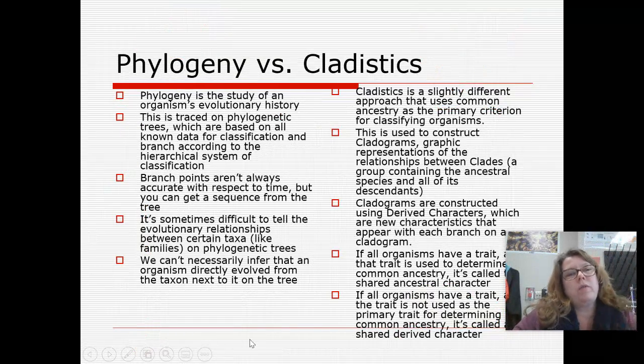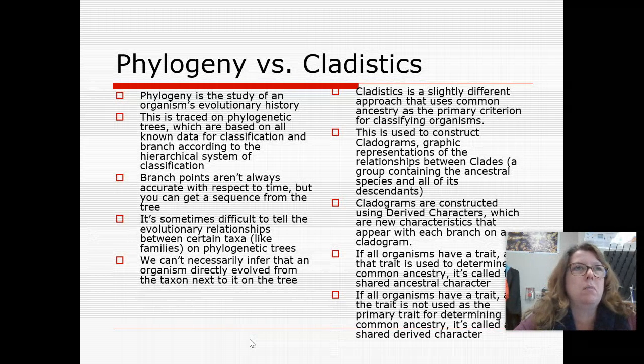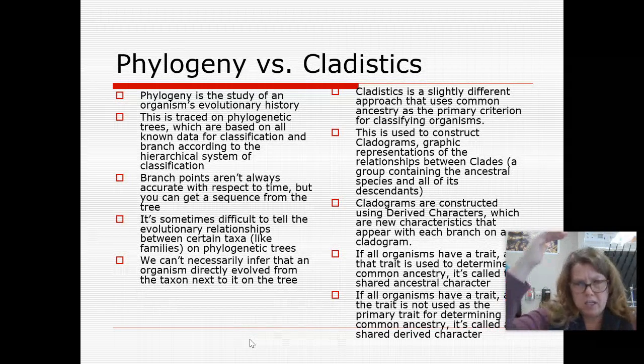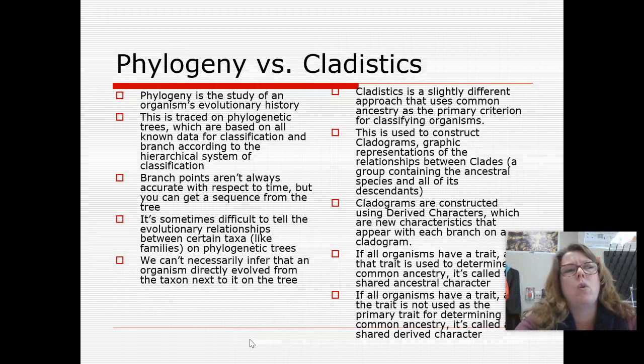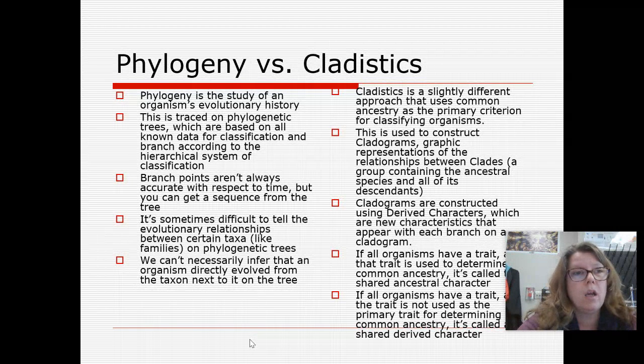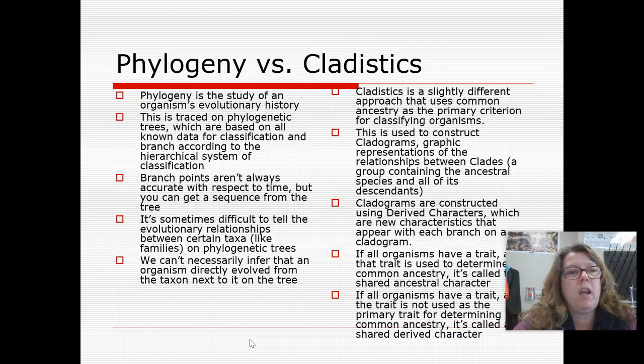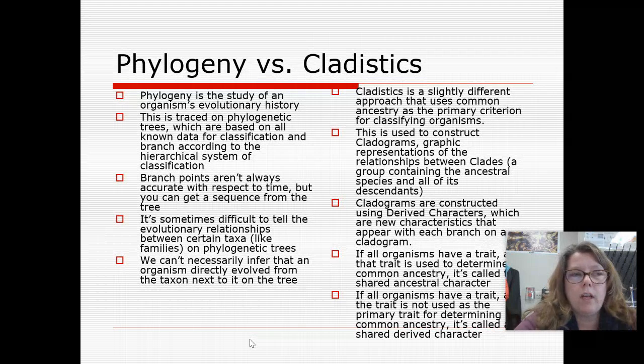All right, there's two schools of thought when you are doing classification. There's phylogeny and then there's cladistics. Okay, so phylogeny is kind of the preferred method. This is studying the entire evolutionary history of an organism, and you're tracing that with phylogenetic trees. And phylogenetic trees are what you did in your POGIL the other day, where you're looking at all the known data for classification and you're branching according to the hierarchical classification schemes.